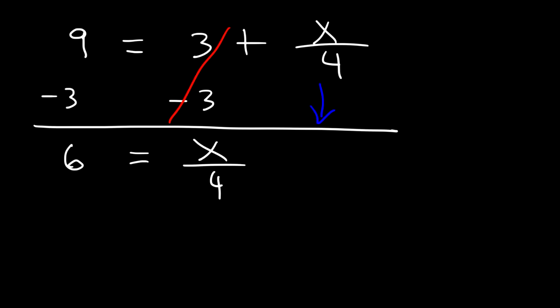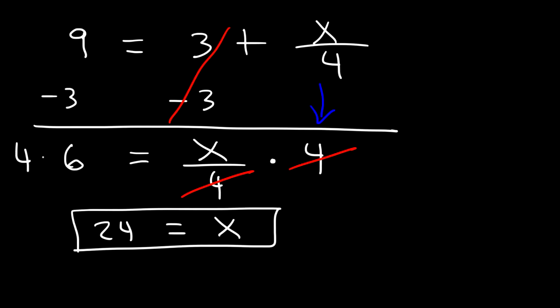The opposite of division is multiplication. So since x is divided by 4, to get rid of that, let's multiply both sides by 4. On the right side, the 4's will cancel, leaving behind an x variable. On the left, we have 4 times 6, which is 24. And so that is the answer.